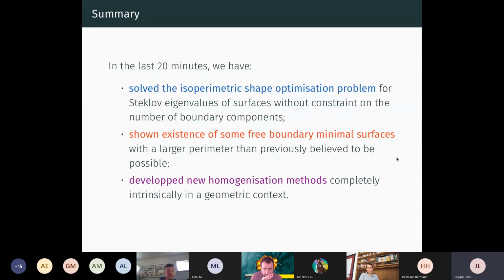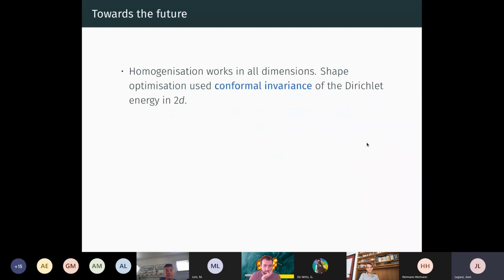Now, where does this go after that? Well, the homogenization business, it worked in every dimension. Actually, in the paper we wrote, we write about it in dimension D. The critical regime might change, but this works anyways. But the shape optimization bit used, just like in Hersch's theorem, the conformal invariance of the Dirichlet energy. And this is not true in higher dimension.